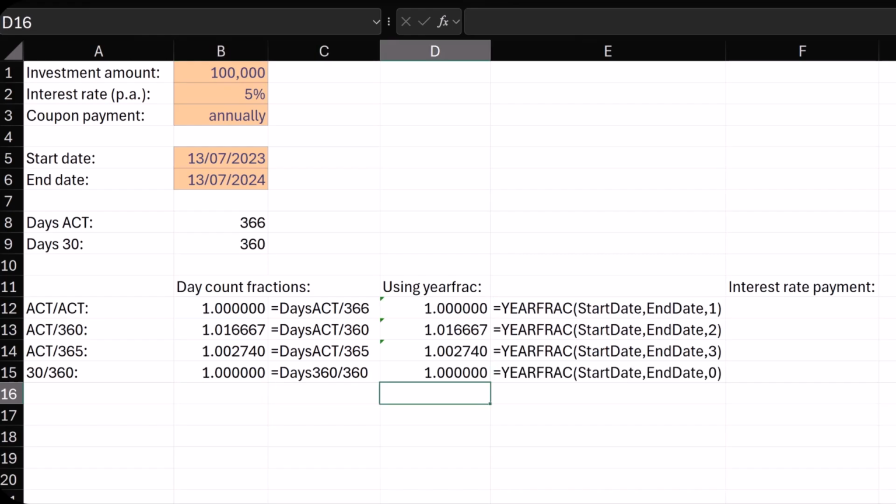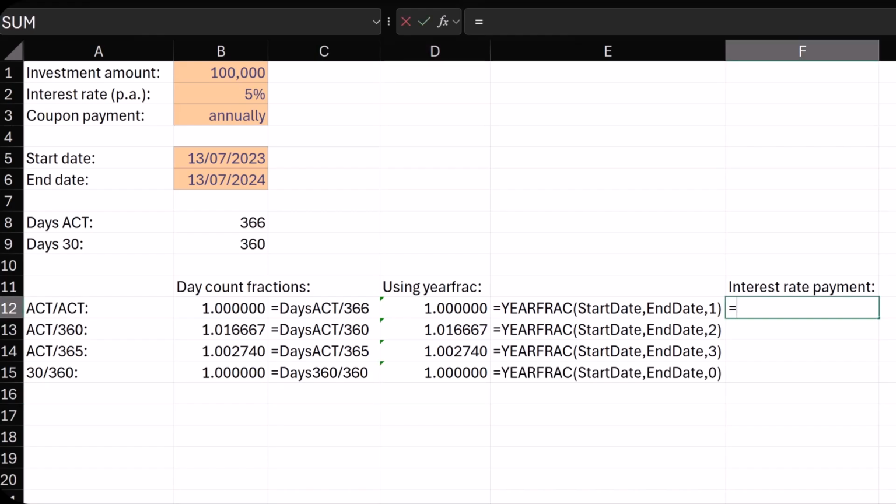Now, I also included a second way to calculate the fractions using Excel's built-in YEARFRAC function. YEARFRAC calculates a year fraction between two dates based on a chosen basis. So depending on which basis you pick, YEARFRAC corresponds to different day count conventions. The point of this column is really just to show that you can do it manually using day counts, or you can use YEARFRAC. Either way, you get the same result.